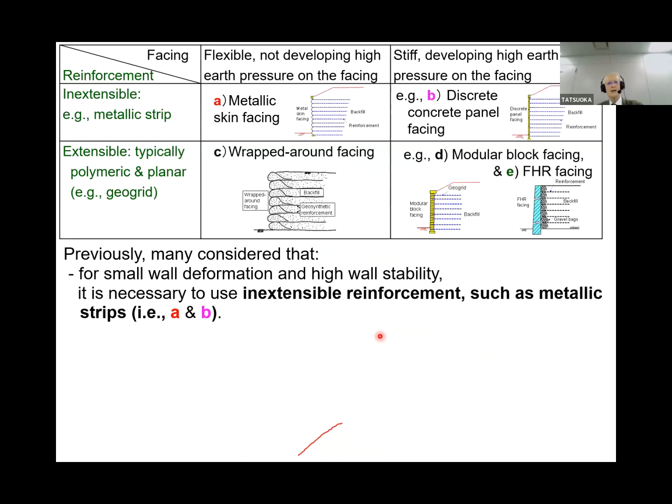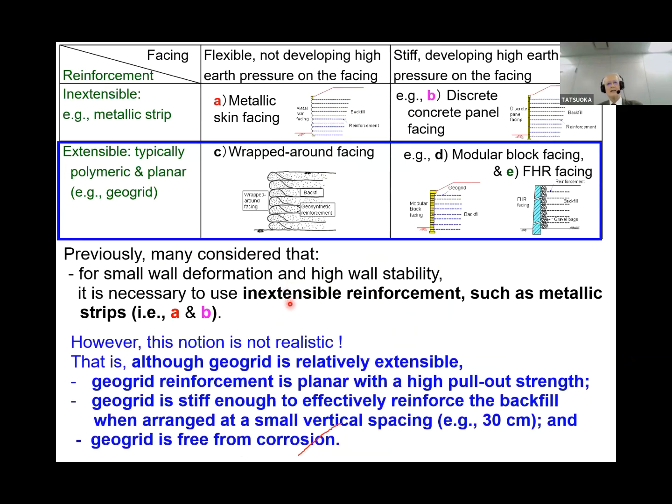So previously, many considered that for small wall deformation and high wall stability, it is necessary to use inextensible reinforcement such as metallic strips. However, this notion is not realistic. That is, although the grid is relatively extensible, the grid reinforcement is planar with a high tensile strength, and the grid is stiff enough to effectively reinforce the backfill when arranged at a small vertical spacing. For a GRS structure, this is 30 centimeters, and the grid is free from corrosion.